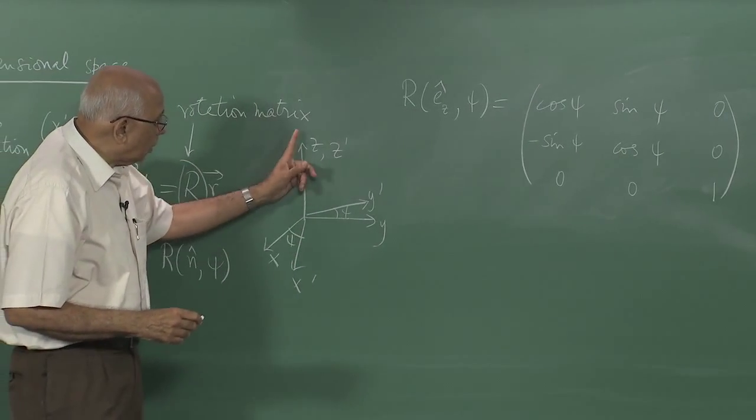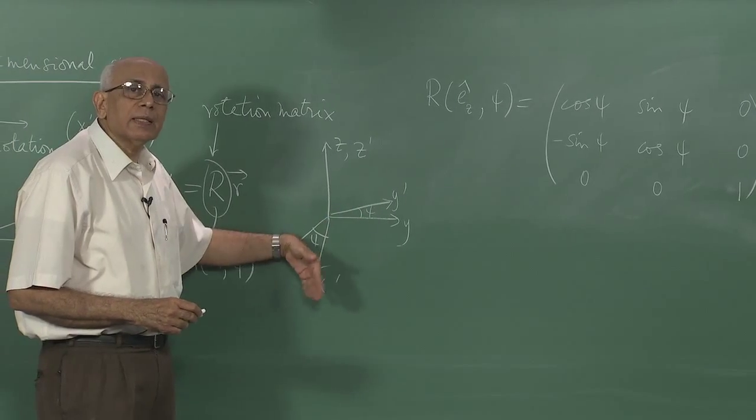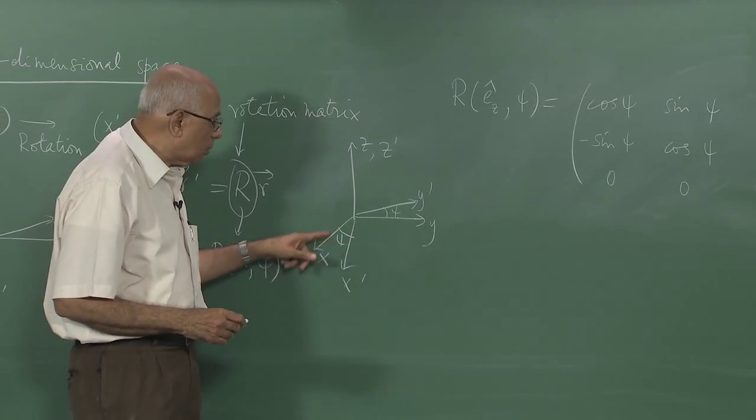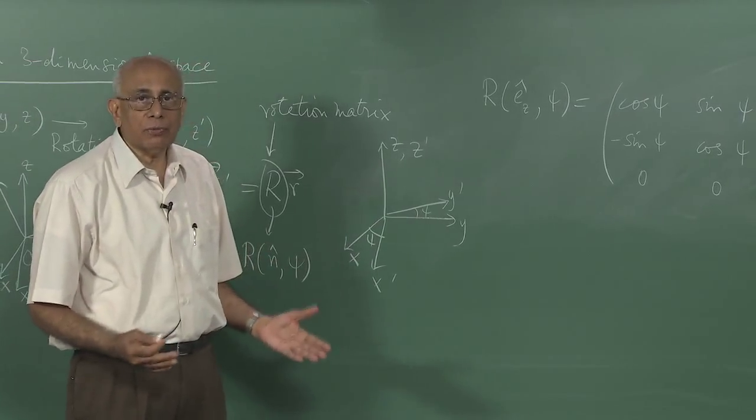Because now it is very clear that all that happens is, since the z coordinate is unaffected, the x and y coordinates would act as if, or transform as if, there is a rotation in the xy plane through an angle psi, for which we know the formulas.